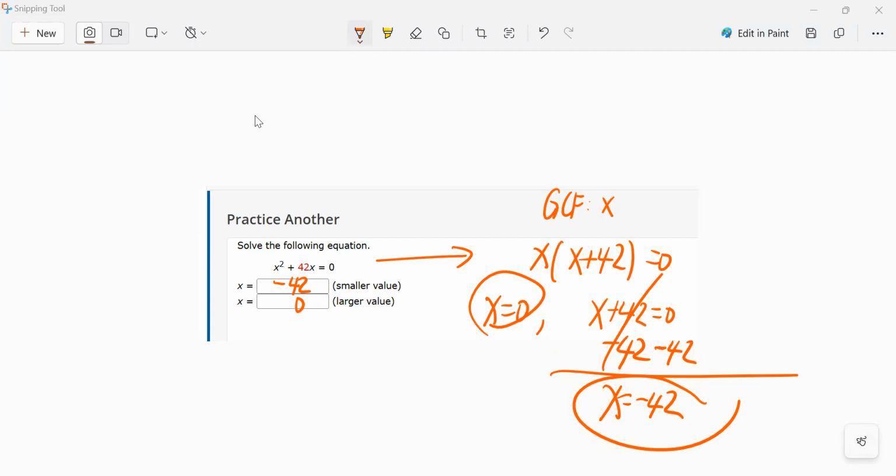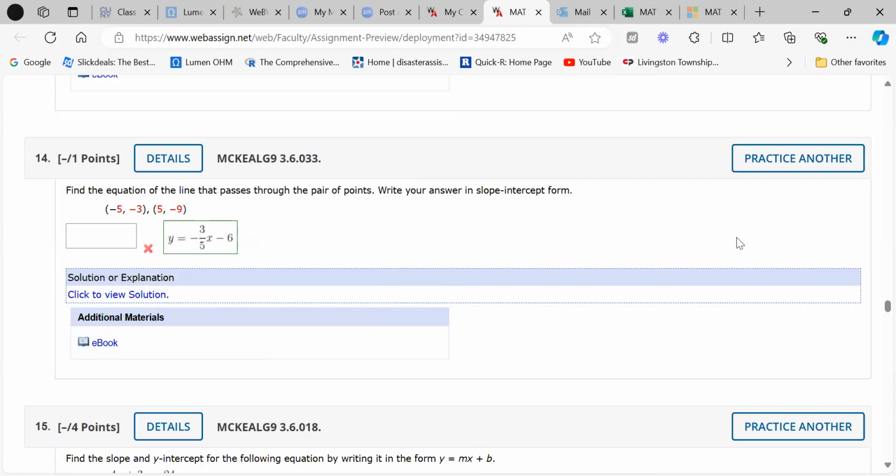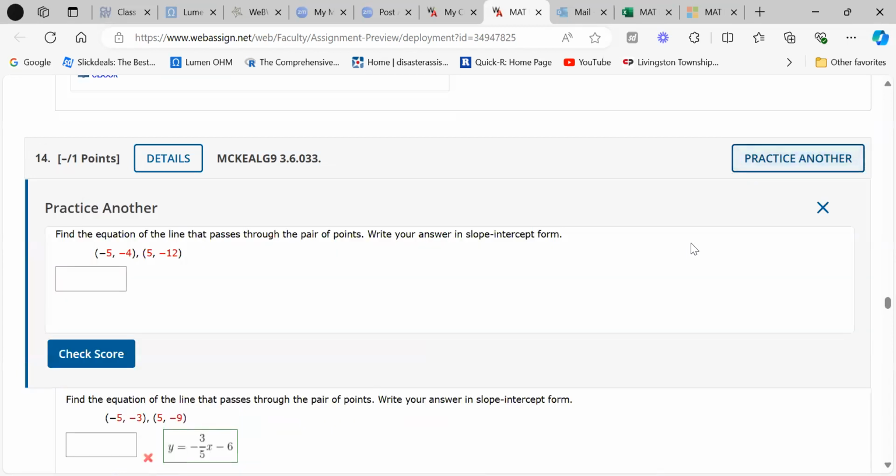Okay, so let's look at the next question, question 14. I'm gonna grade you, right? So find the equation of a line passing through these 2 points. Try really quickly. So basically you will need to use the slope formula. Find the slope first, and use the point slope formula to find the equation. Okay, try that.